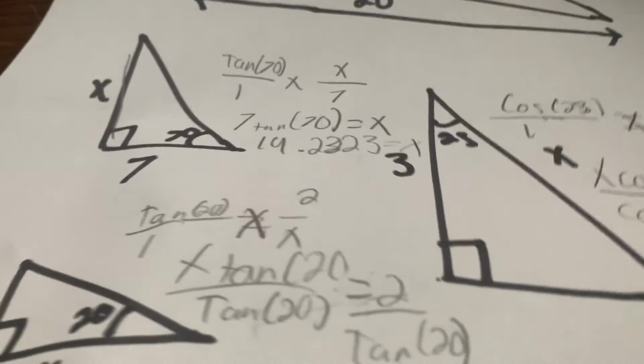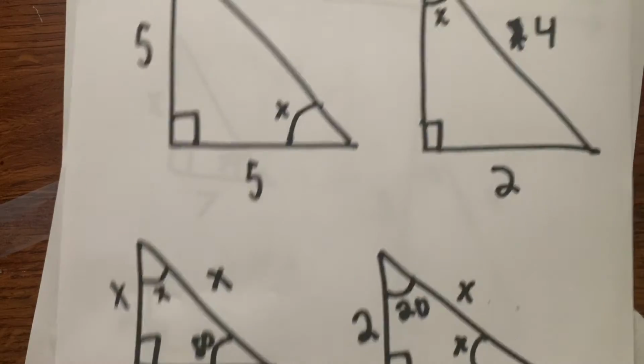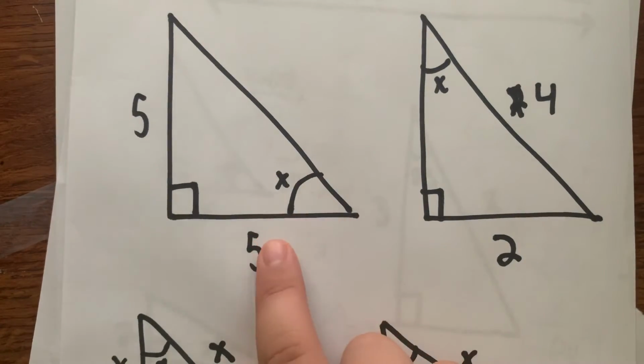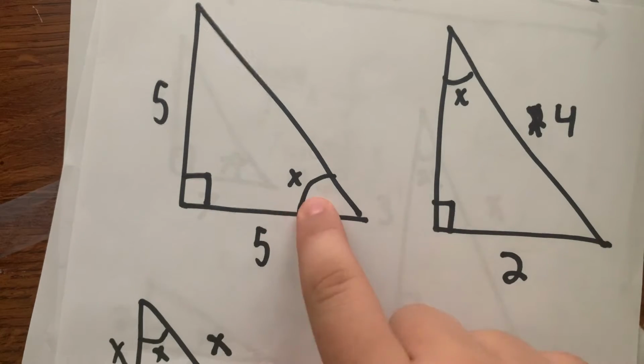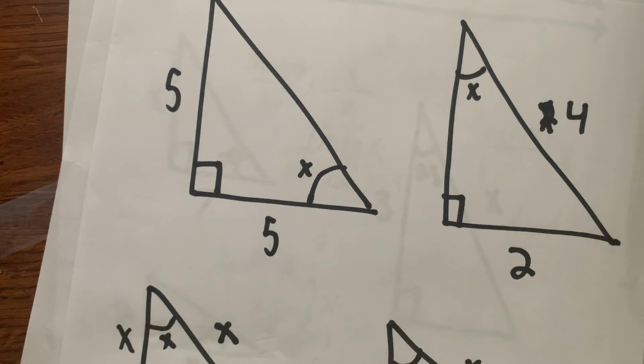Okay, now let's see. Where did I put that on the video? Oh, here we go. So now, like I said before, you don't always know your theta. So you see here, we have 2 sides, but we don't know our theta. So we can't solve for that, even though x is the theta. So we're not trying to find our hypotenuse. We're trying to find that angle.